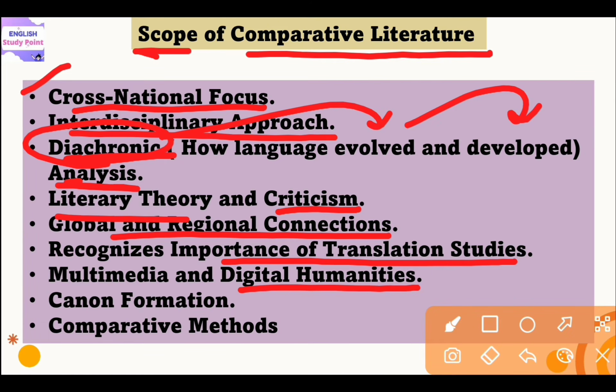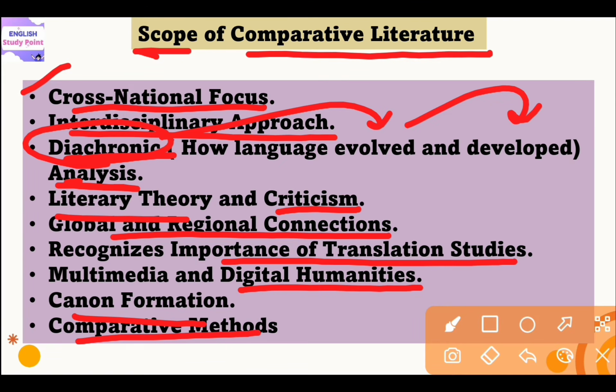Multimedia and digital humanities. So it analyzes literature's adaptation into various forms such as films, games, digital space. It utilizes digital tools for textual analysis and visualization. It engages with the changing nature of text in the digital era. Then the second last one is canon formation. So it examines how literary canons are formed and the role of comparative literature in redefining these traditional canons.